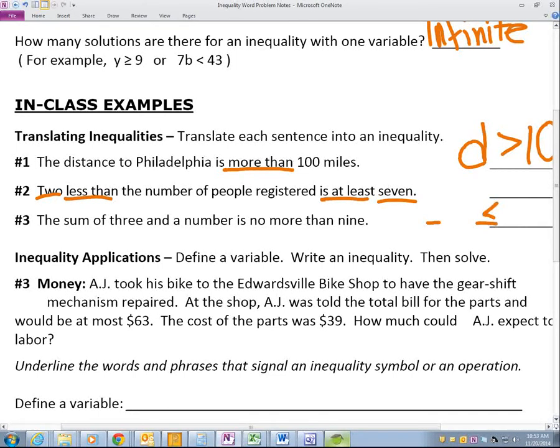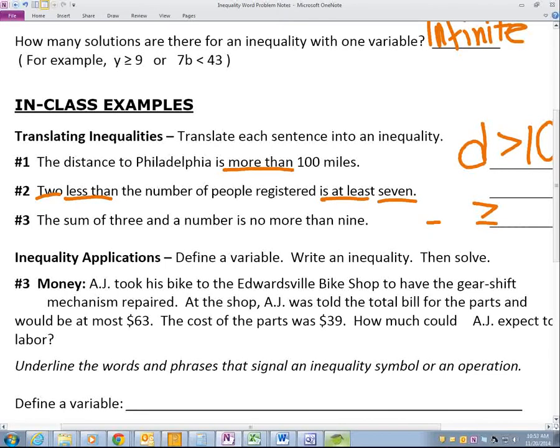Okay. At least. So when you asked about your extra credit that was due yesterday, and you said, how much is this extra credit worth? And I said, it's going to be worth at least 3 points. Can it be worth 2? No, because it has to be at least. So at least is going to be greater than or equal to.